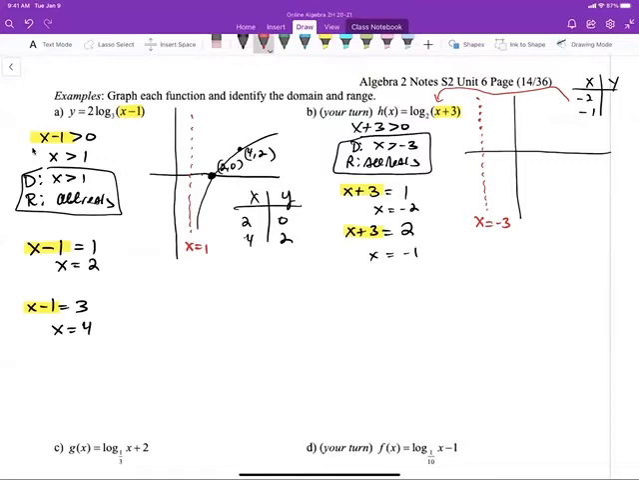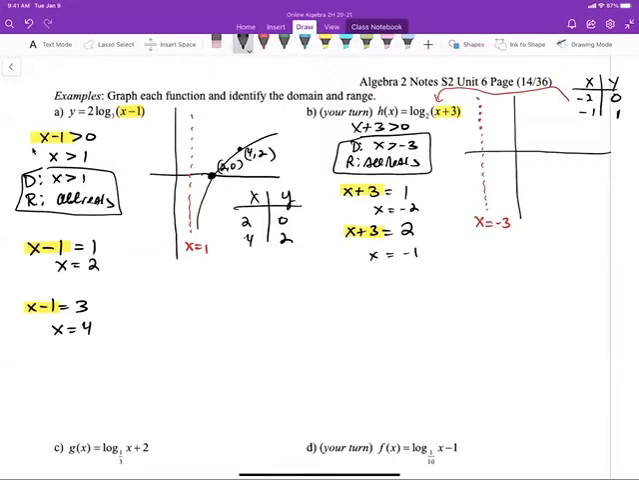2 to the what power gives me 1, and that will be 0. And so the log base 2 of that value is 0. So that is the output of my function. And then I will plug in -1 for the value of x. -1 plus 3 gives me 2. 2 to the what power gives me 2? That's 1. And so now my output to that function is 1.